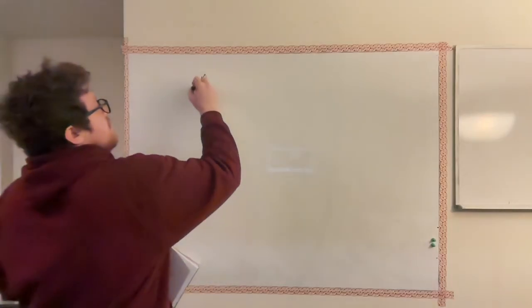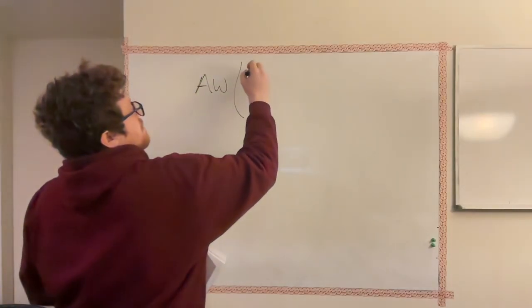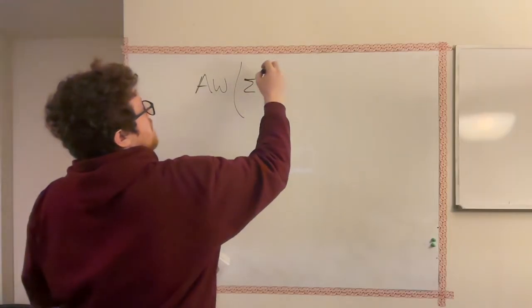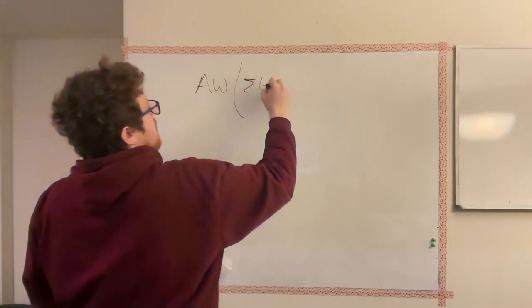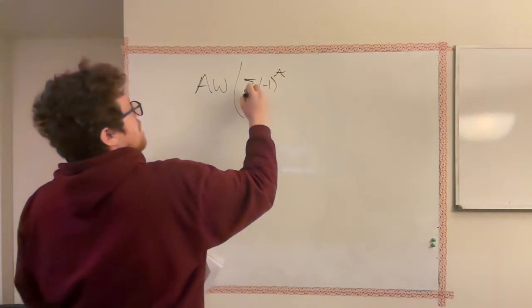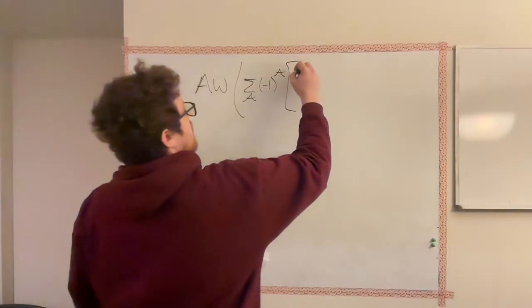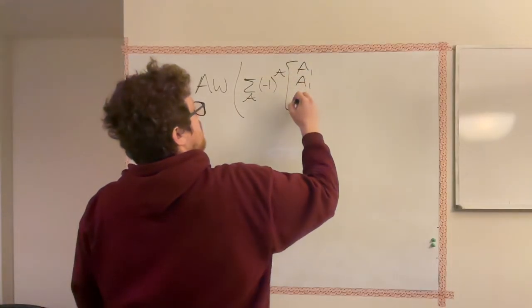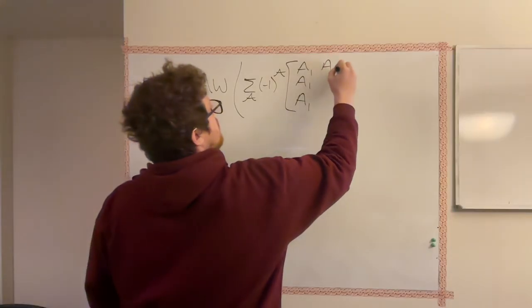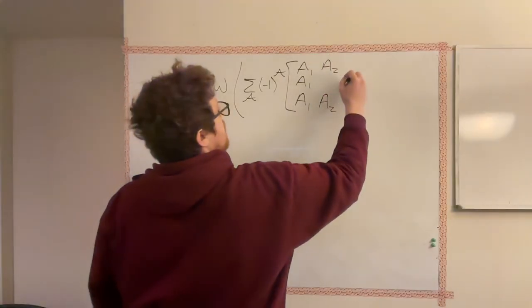So here's the million-dollar question. What is Alexander-Whitney of this sum of A configurations? We have some negative sign, which depends on the overlapping partitions. And then it looks like A1, A1, A1, A2, A2, and then A3.